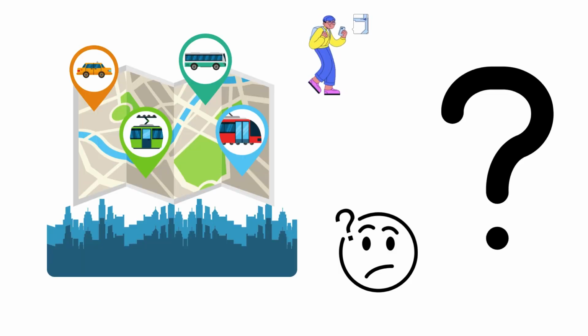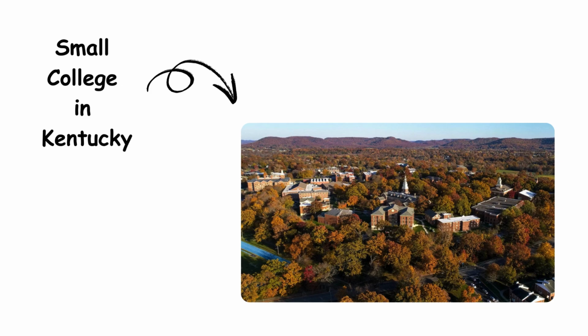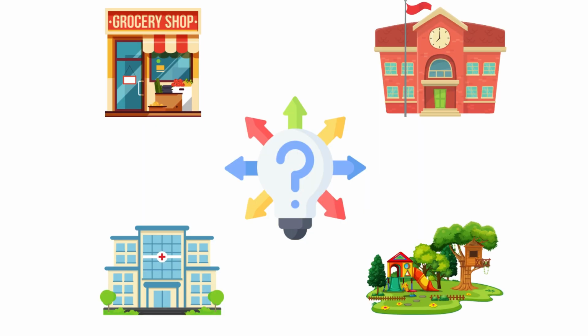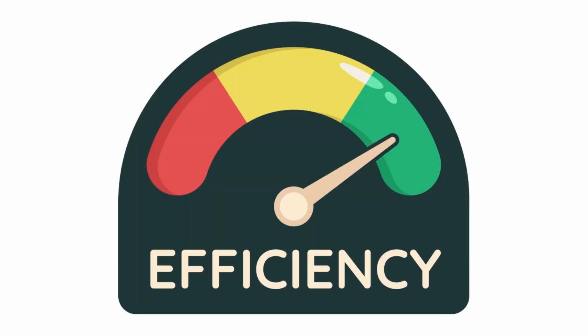Have you ever wondered how a GPS system calculates the fastest way to get you somewhere? Perhaps the grocery store, or perhaps our small school in Kentucky, Berea College. Point A to B, pretty simple, right? But wait, what if you want to hit multiple places along the way? Does the order matter? Yes, it does. When you have multiple destinations, it's all about efficiency.